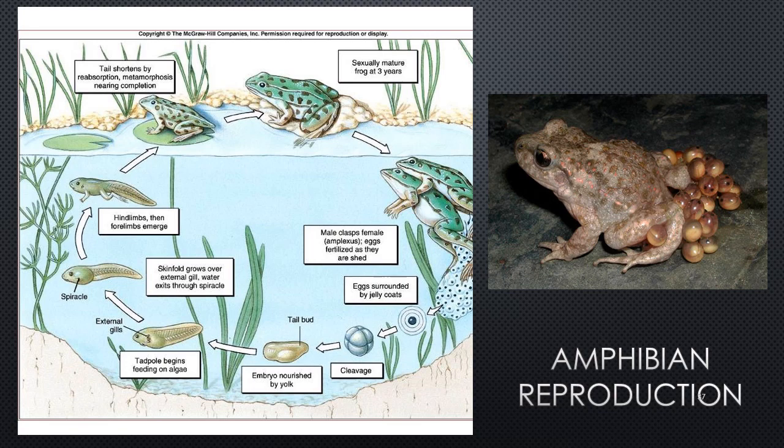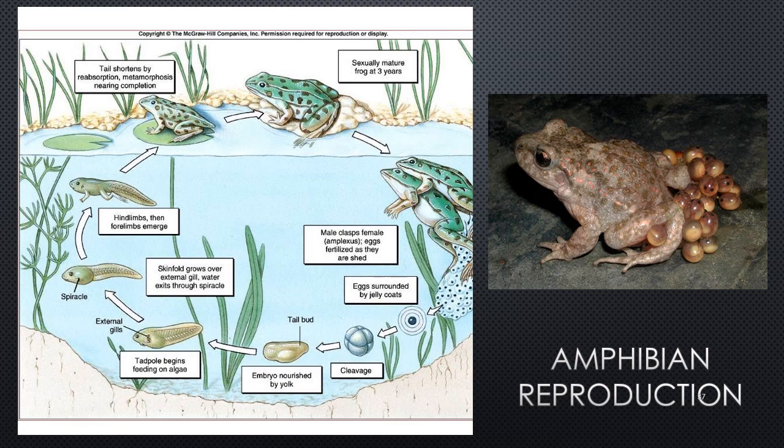Okay, amphibian reproduction. If you have ever been a kid near any body of water, you probably know more about this than you think you do. First of all, frogs are sexually mature by about 3 years. And so fertilization occurs in the water, and the male clasps the female, and eggs are fertilized as they are shed. So as the eggs are coming out, the sperm is released and they are fertilized. And then the eggs are surrounded by like a jelly coat.